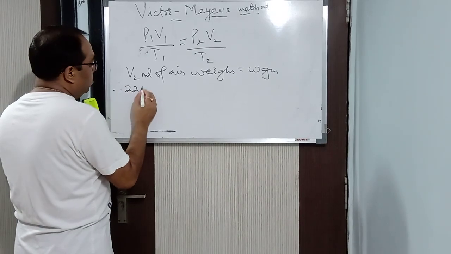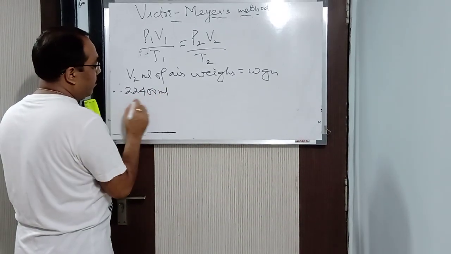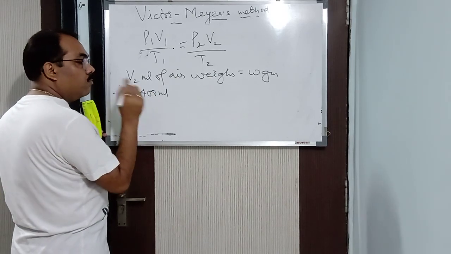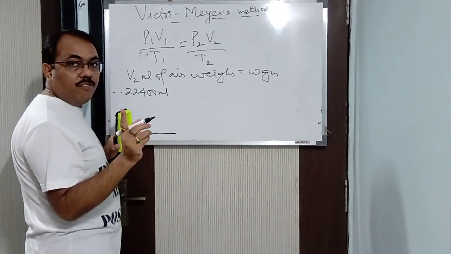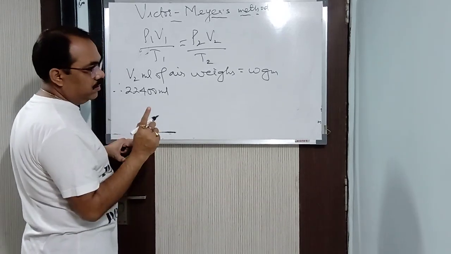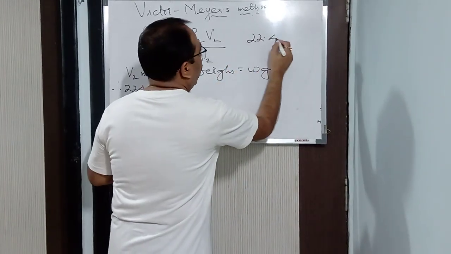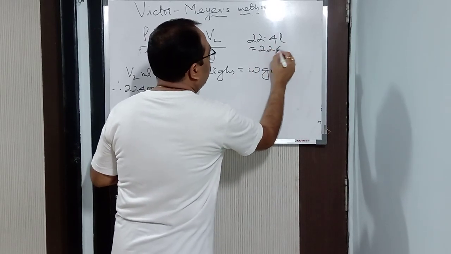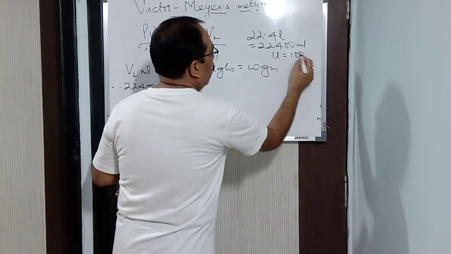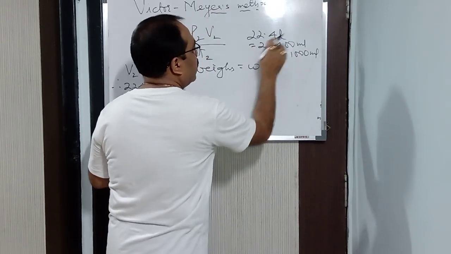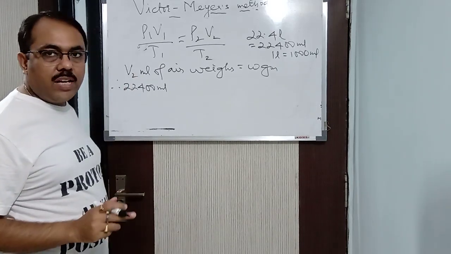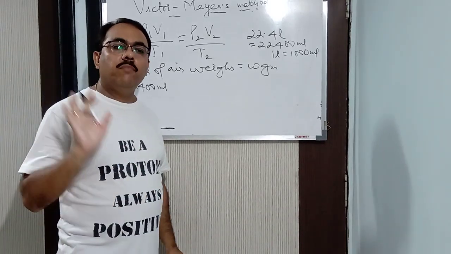Therefore, 22400 ml. From where did I get this one? I told you last class. Molar volume of a gas is how much? 22.4 liter. 22.4 liter is equal to how much? 22400 ml, because 1 liter is equal to 1000 ml. So multiply by 1000 here and you will get it. This is the molar volume of a gas. And what is the molar volume of a gas? It is nothing but the molecular weight.